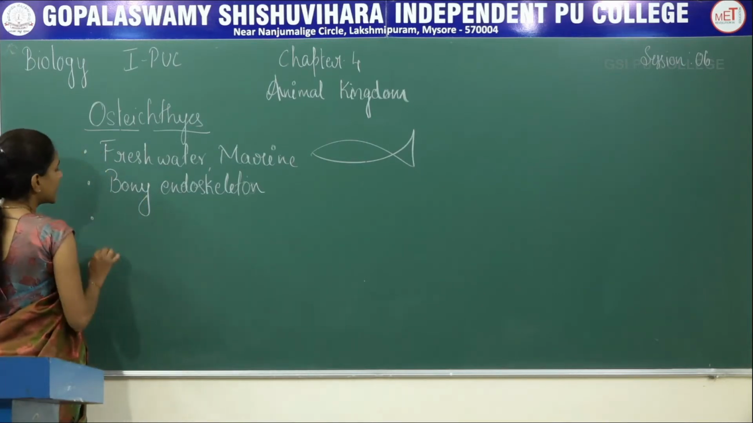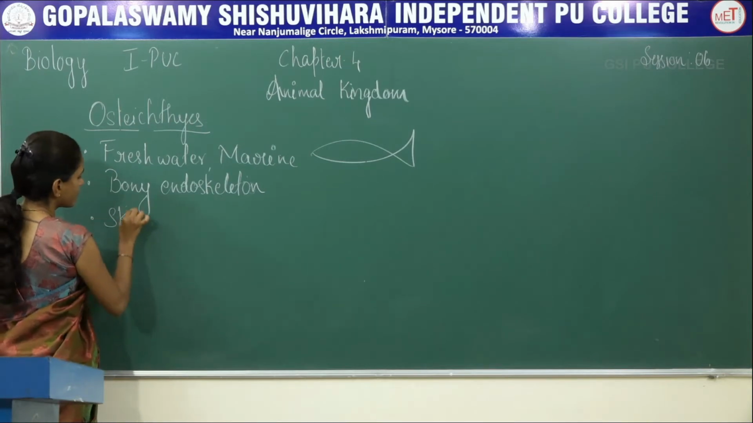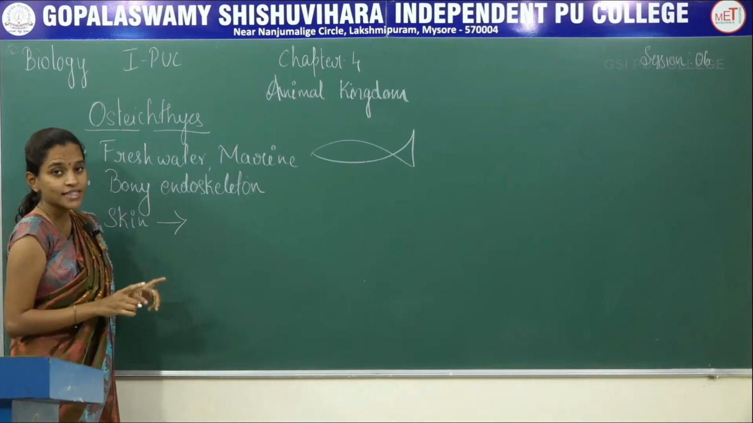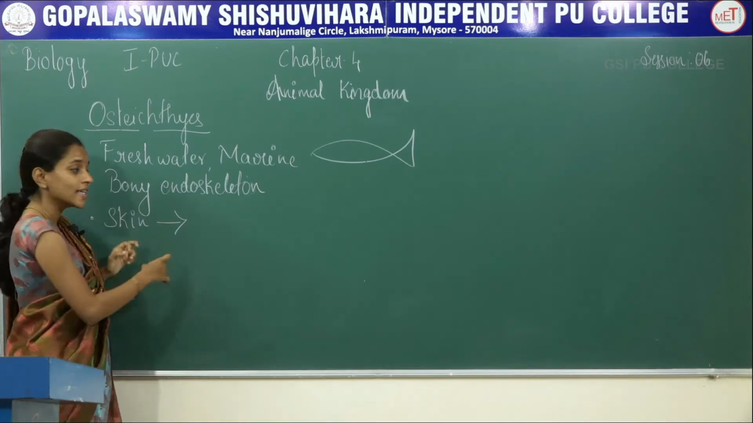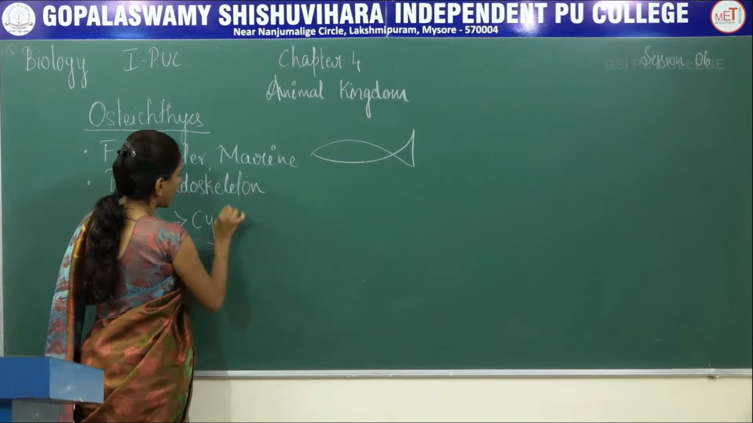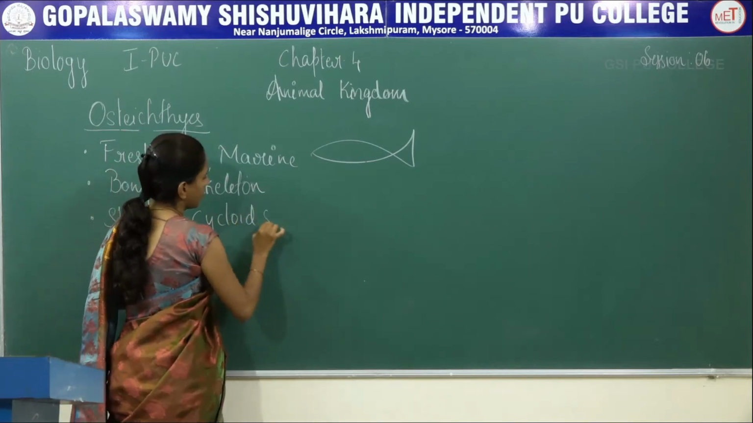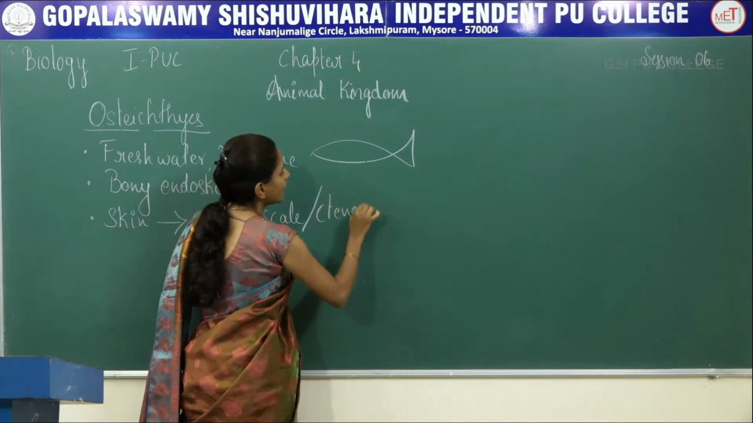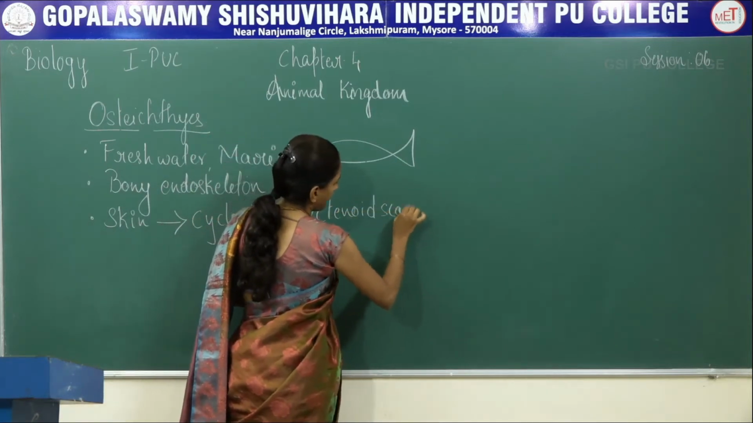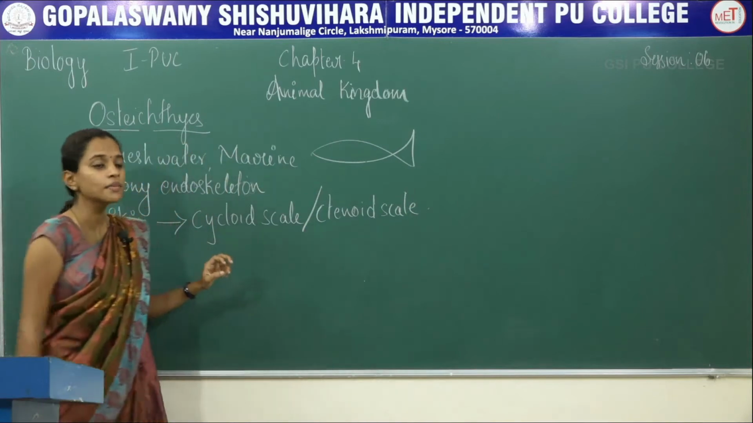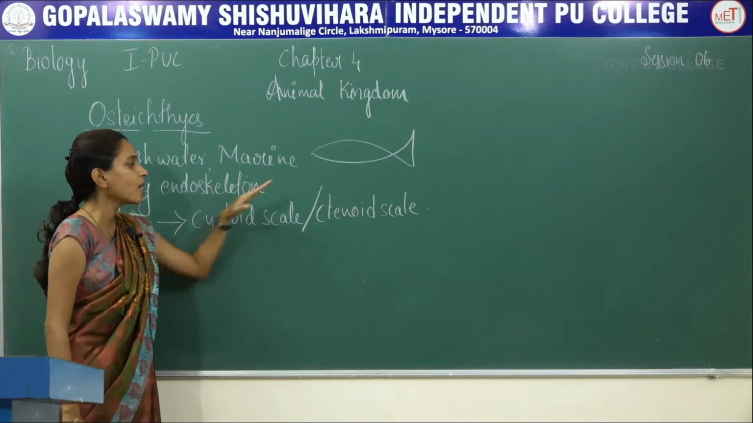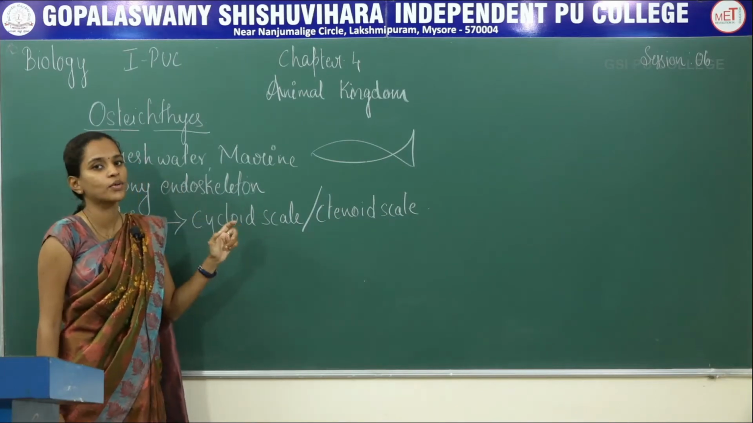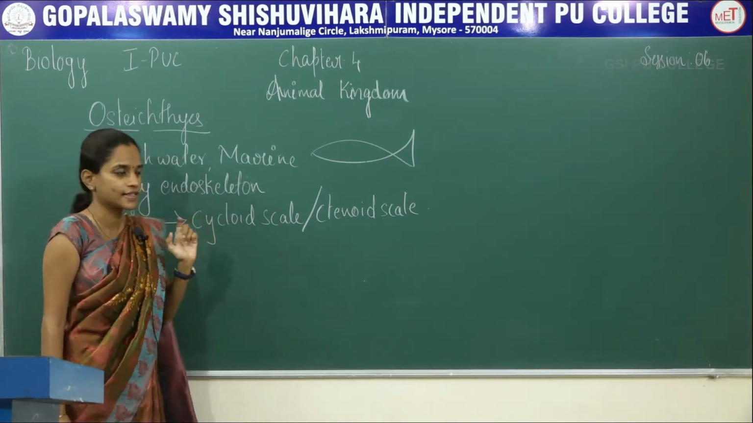Next character is they have skin with, in case of Chondrichthyes, it was placoid scales. Here it is cycloid scale, or it is also called ctenoid scale. These are also termed cycloid scale or ctenoid scale. These are larger in size compared to the placoid scales of Chondrichthyes.